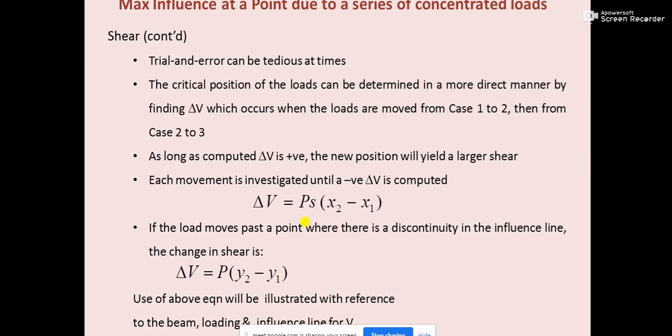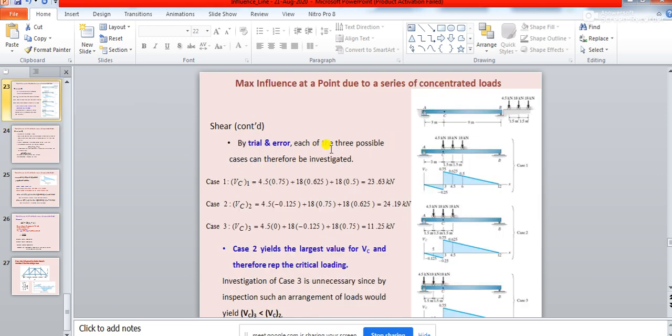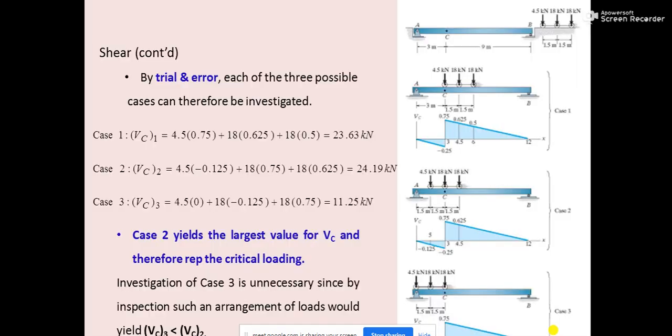So let us now go to a problem and try to understand it. If you remember, in the previous class we understood this problem using the trial and error method. Do you remember? So you see, the case number 1, at the case number 1, what we have said? At the case number 1, the load will be exactly coming over this point.